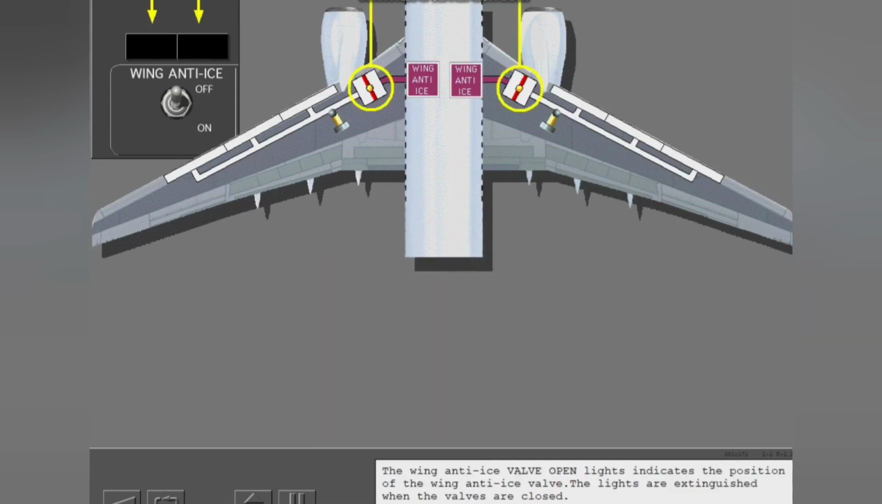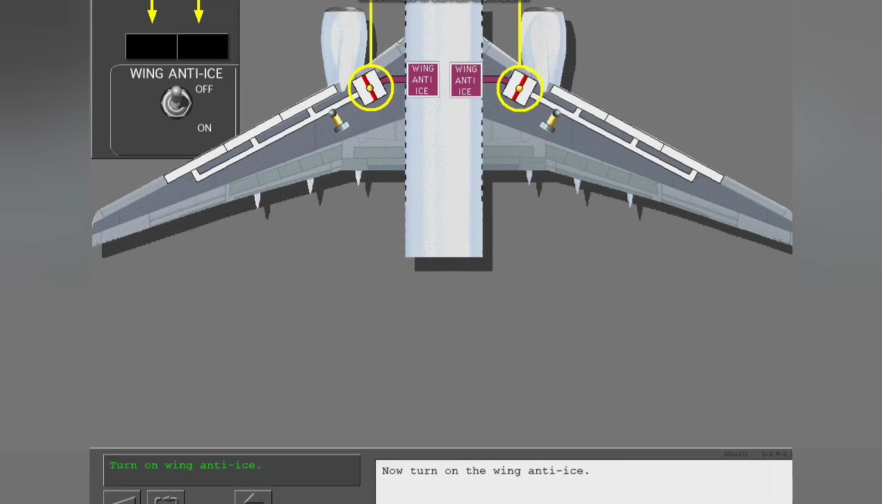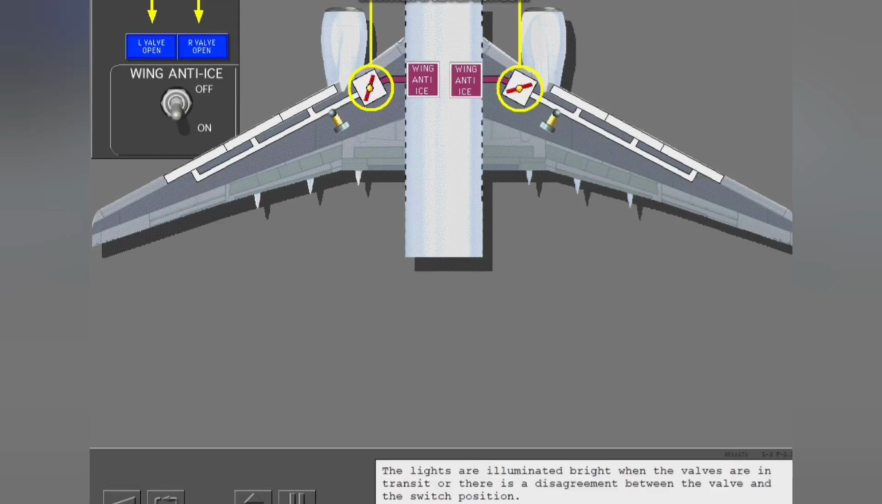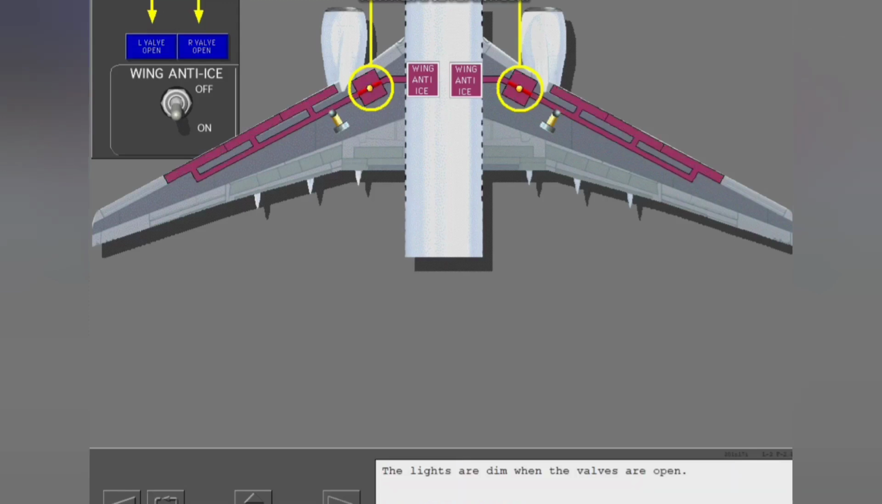The wing anti-ice valve open lights indicate the position of the wing anti-ice valve. The lights are extinguished when the valves are closed. Now turn on the wing anti-ice. The lights are illuminated bright when the valves are in transit or there is a disagreement between the valve and the switch position. The lights are dim when the valves are open.